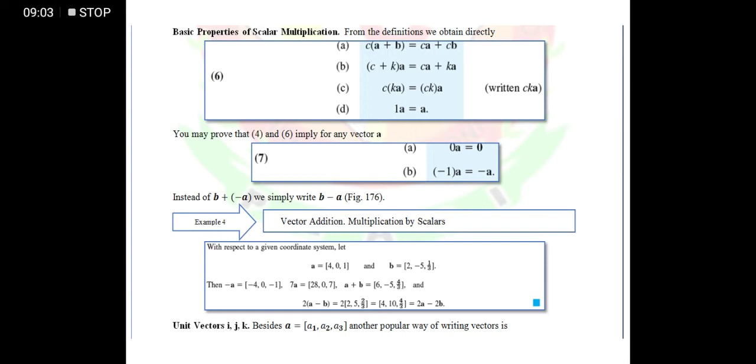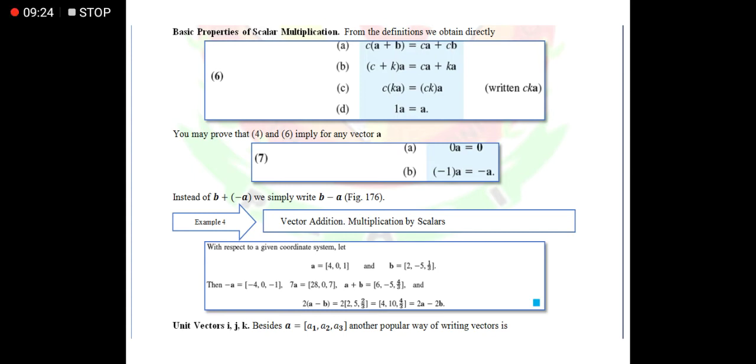So, in here, multiplication of negative 1 to A is negative 4, 0, negative 1, and multiplication of 7 to A is 28, 0, 7, and addition of A and B is 6, negative 5, and 4/3. Okay? So, that's it.